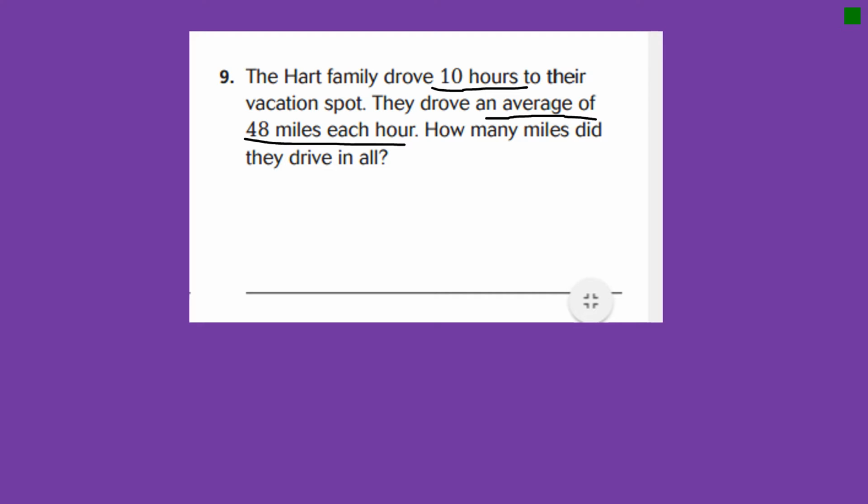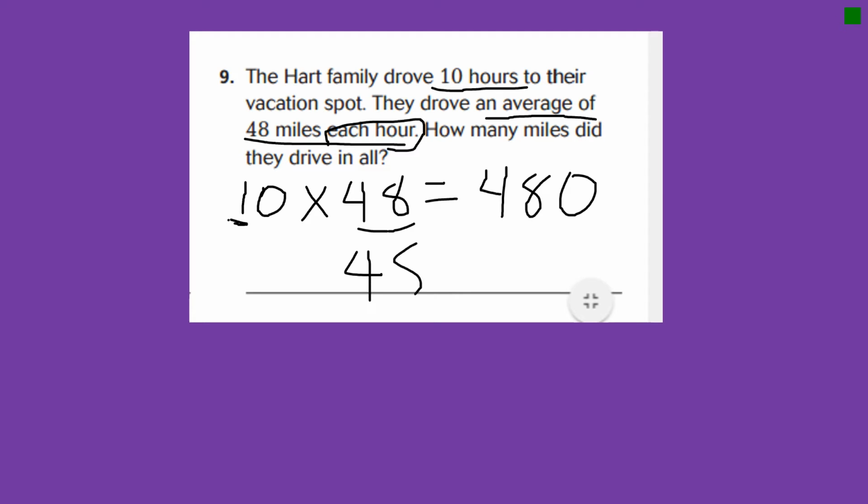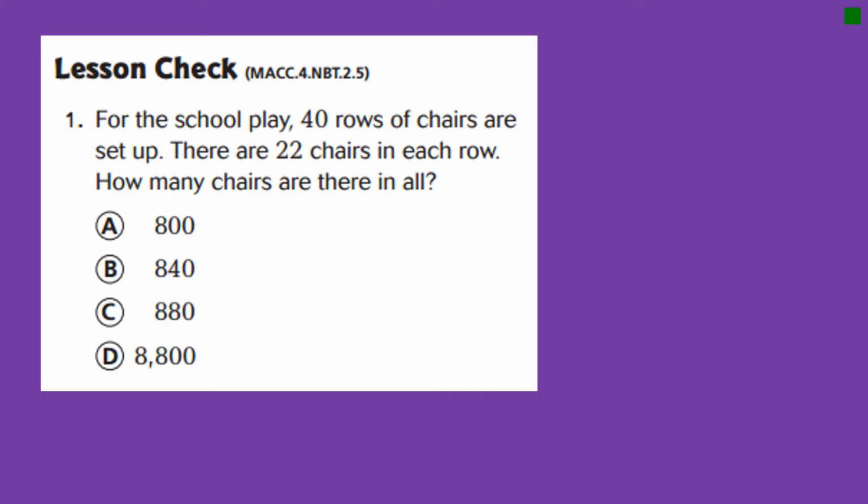Okay, so let's see, guys. They drove for 10 hours, 48 miles for each of those 10 hours. So they drove 10 sets of 48 miles. 10 times 48. Oh my goodness, you guys are good at these, right? 10 times 48. Good gravy, math book. Of course, 1 times 48 is 48. Add on that 0. 480. Don't forget the label. Ooh, and the 0. Miles. Okay? Beautiful.